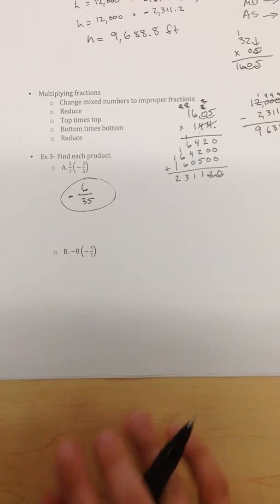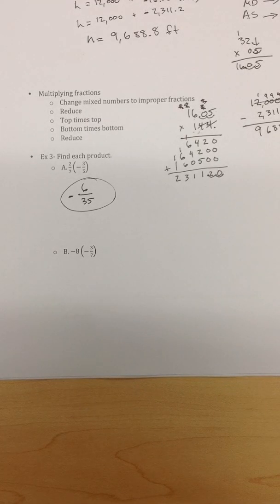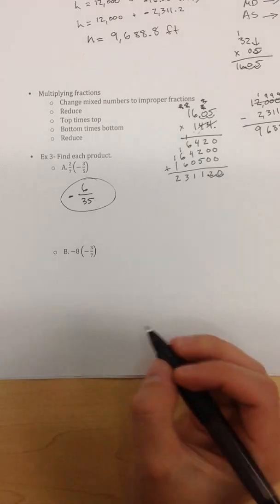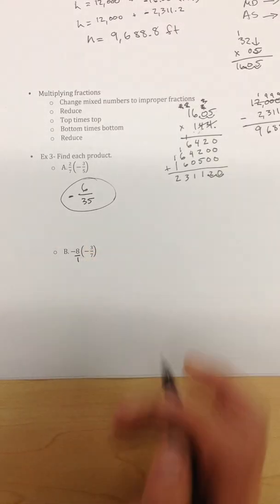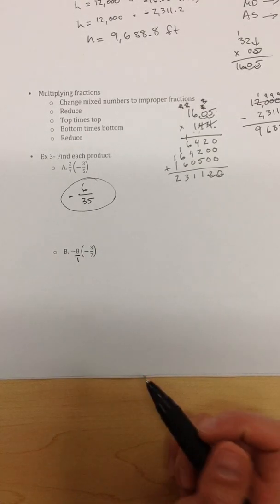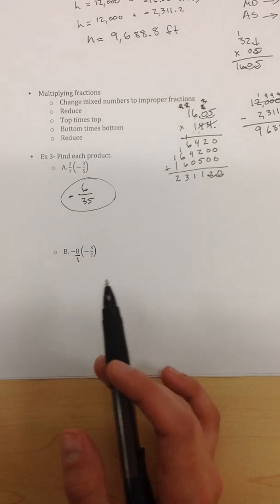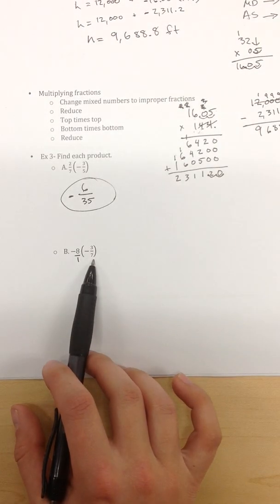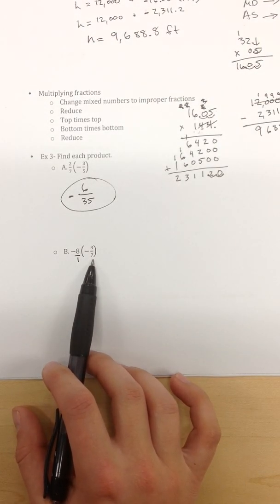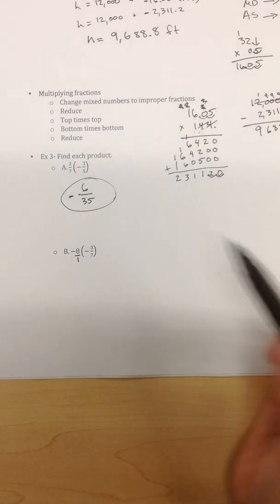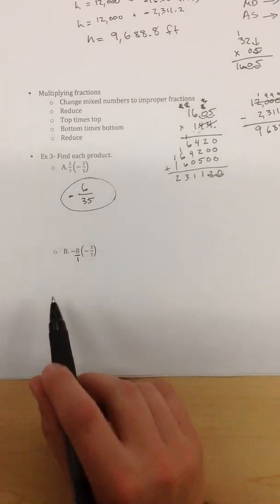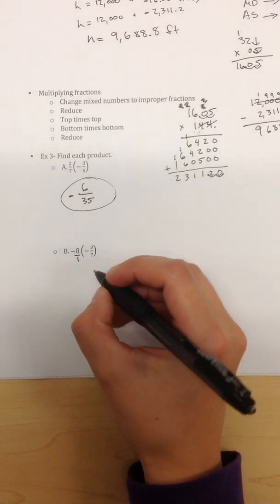Next one here, I've got -8 times a -3/7. So here I've got a whole number, -8. To turn that into a fraction, I'm going to put it over a 1. So -8/1 is the same as -8. Now I see if I can reduce. So the -8 and the 7, nothing I could pull out of both of those to make them smaller. 1 and 3, nothing I can pull out of those or divide by those to make them smaller. So now I just do top times top. So 8 times 3 would be 24.